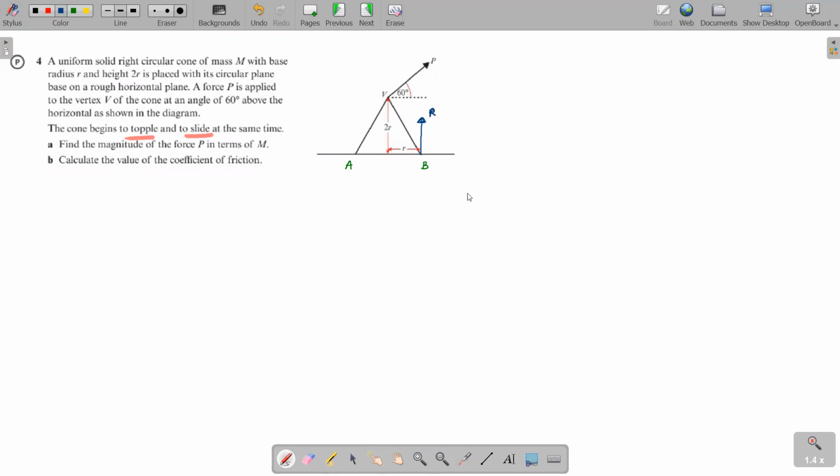So this is the most important thing here, guys. You need to realize, you can't just mark the normal reaction randomly. The normal reaction must be marked at point B because it's about to topple from B. Right, guys? Okay, what are the other forces we have?